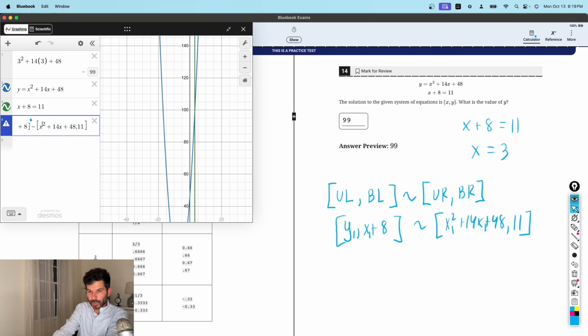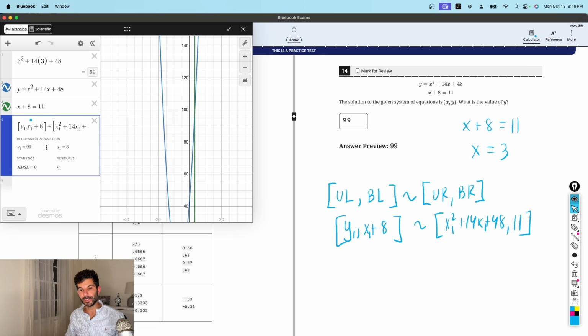So what we're going to do here is go back and ensure that we have y1, x1, x1 squared, and then 14x. And there you have it, again, y is equal to 99. That's the beauty of regression. And the more you practice it, guys, it's all about reps, reps, reps. You get it much quicker.